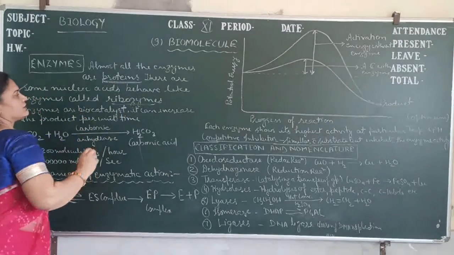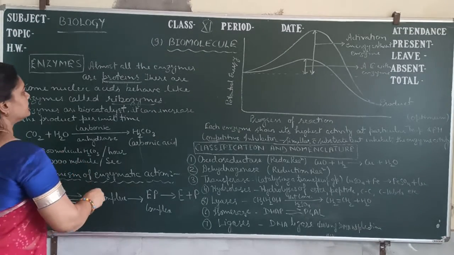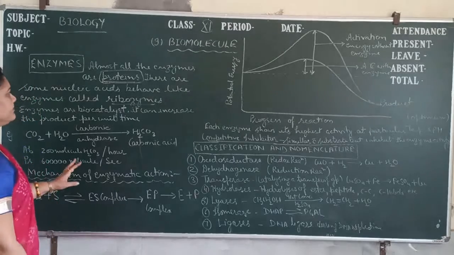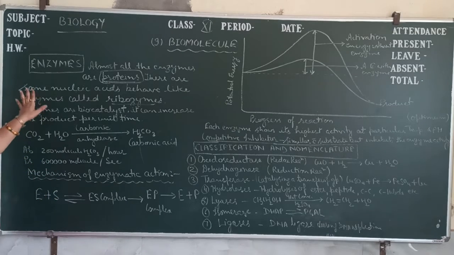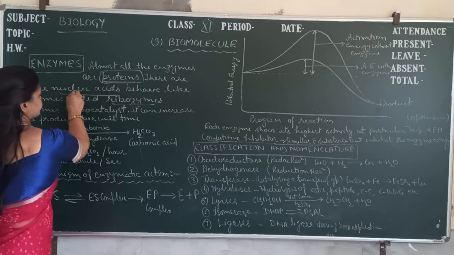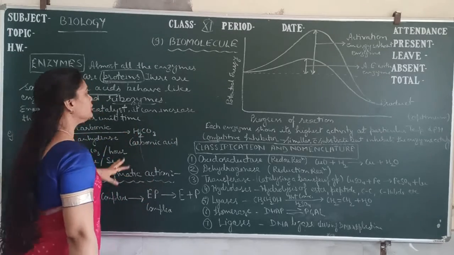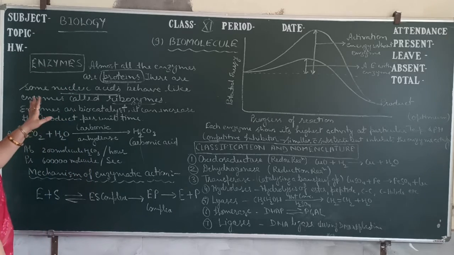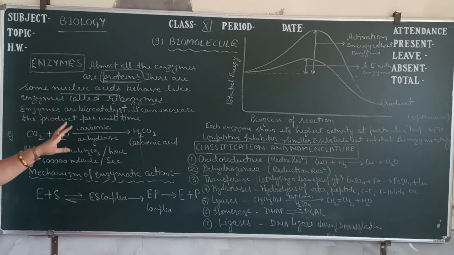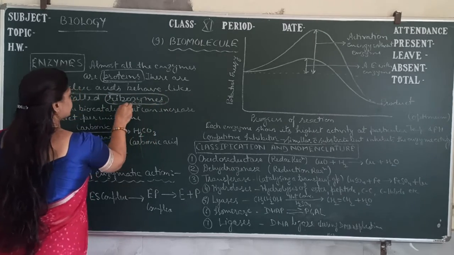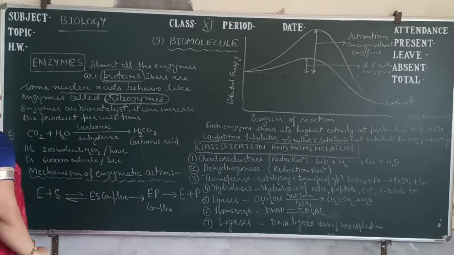Sometimes a cofactor is also joined with the protein part, which is also known as coenzyme. And some enzymes are present in the nucleic acids. Nucleic acids are the acids which are present inside the nucleus. These nucleic acids behave like enzymes and are known as ribozymes. So ribozymes are present inside the nucleus and they catalyze the reactions.